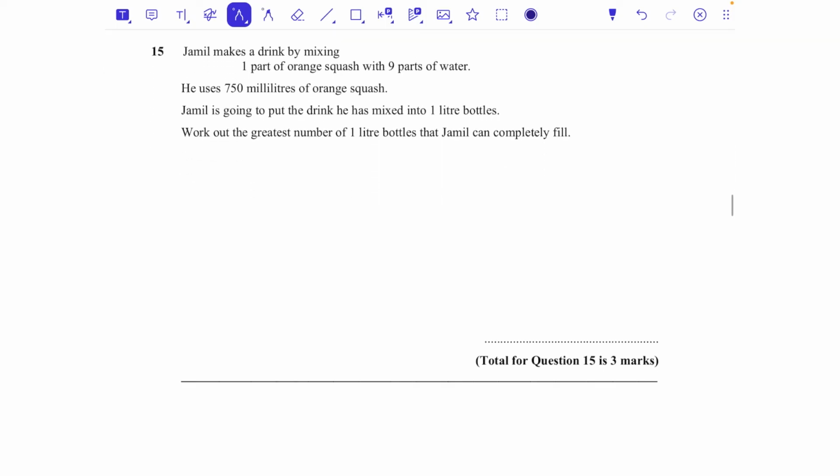Question number 15. Jamil makes a drink by mixing 1 part orange squash with 9 parts water. He uses 750 millilitres of orange squash. Jamil is going to put the drink he has mixed into 1 litre bottles. Work out the greatest number of 1 litre bottles that Jamil can completely fill. So again, this is a ratio question. We're putting 1 part orange squash to 9 parts water.